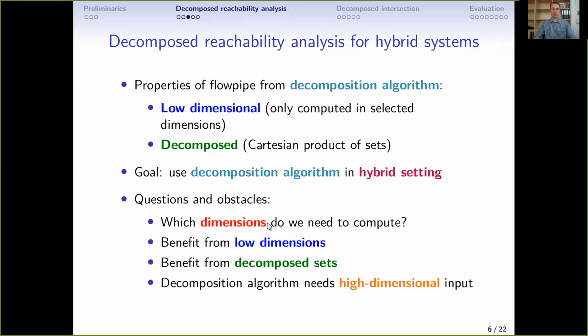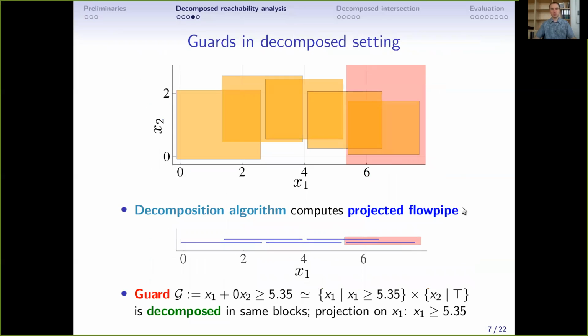So we have an algorithm to compute the flow pipe in certain dimensions, but we still don't know in which dimensions we want to do that. And we want to benefit from these 2 properties. And the last point is rather an obstacle. So this algorithm that I mentioned requires a high dimensional input. So it's clear that we cannot just do everything in low dimensions. So here's the key idea.